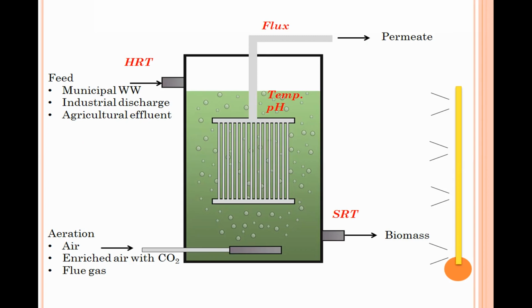The algal culture in the middle has a solid retention time that controls the biomass productivity, and for sure it is lighted either by natural solar lighting or artificial lighting like LED lamps. And the permeate is controlled by the flux, and the cultivation is controlled also by the temperature and pH.